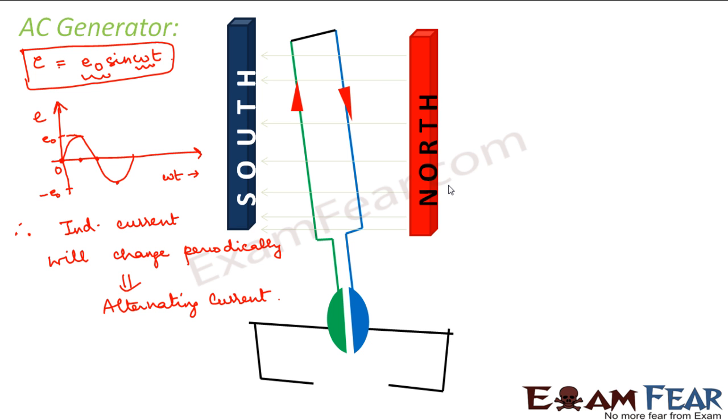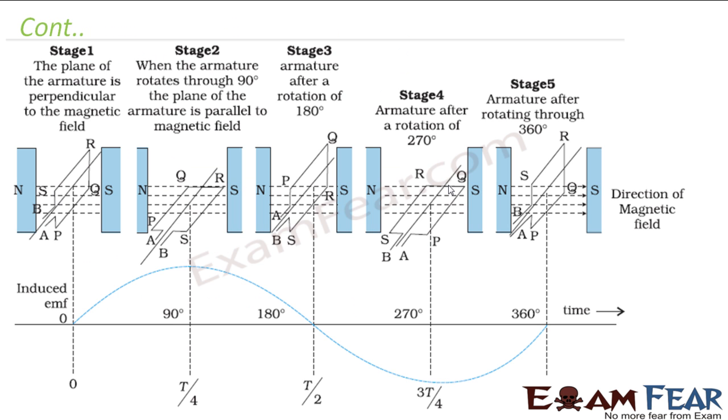So you understood the significance of the orientation, how the variation in the orientation between magnetic field and area vector can be of so much useful purpose. Now, this diagram tells you the orientation at each stage and the corresponding EMF at that stage.